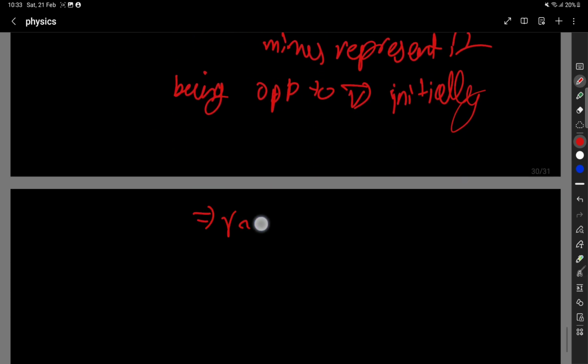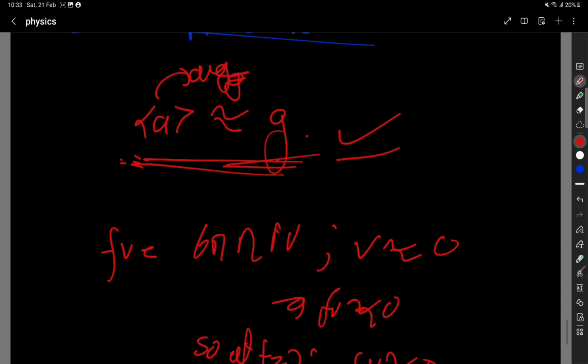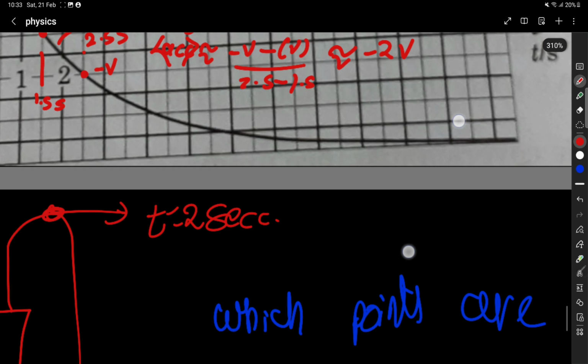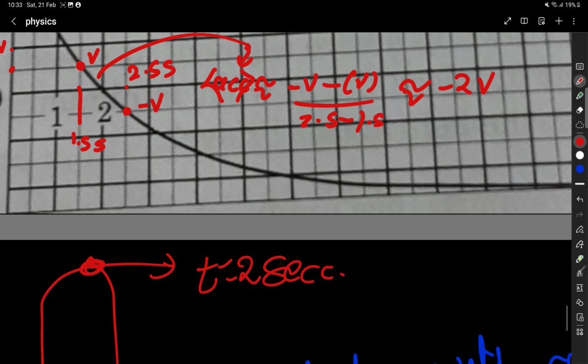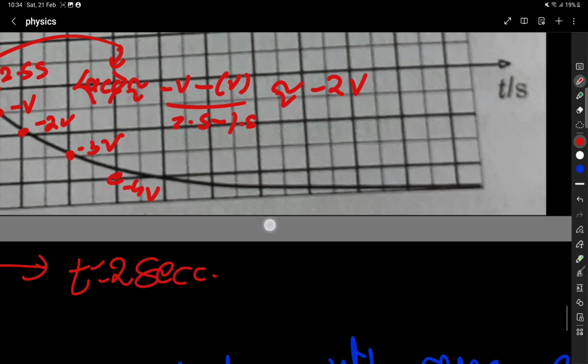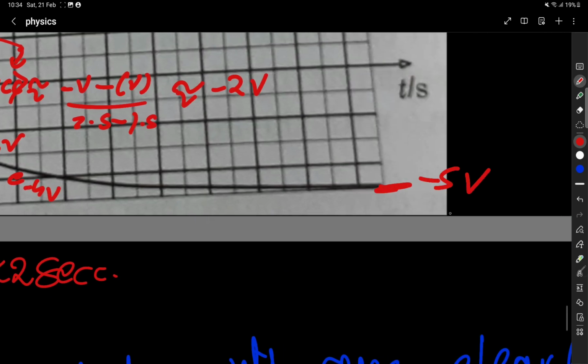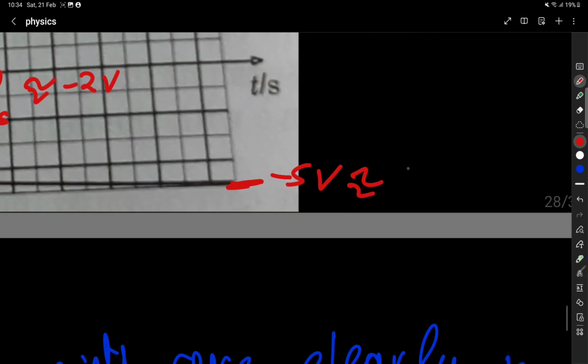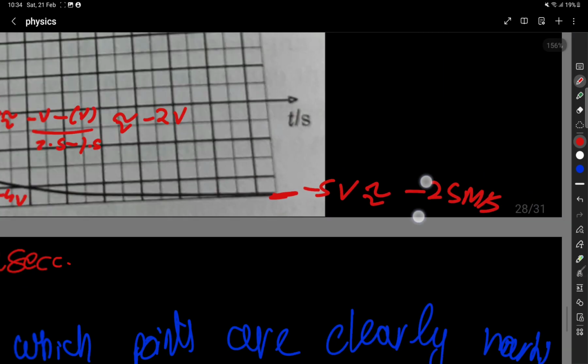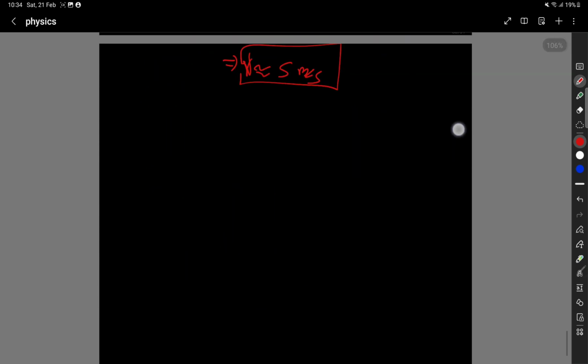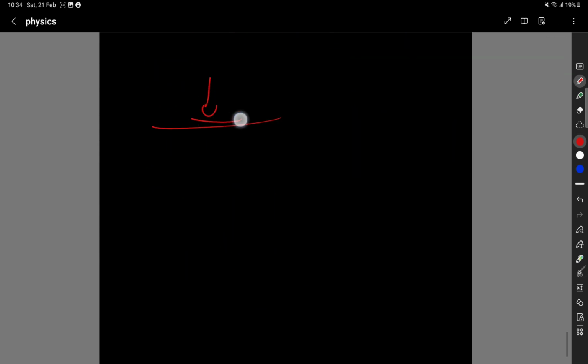So this implies V comes close to 5 meter per second. Now V is 5 meter per second, and then this is minus V, minus 2V, minus 3V, minus 4V. So you can see that it is tending to minus 5V, and minus 5V is close to minus 25 meter per second. So at the bottom it is close to 25 meter per second, and that is the answer.